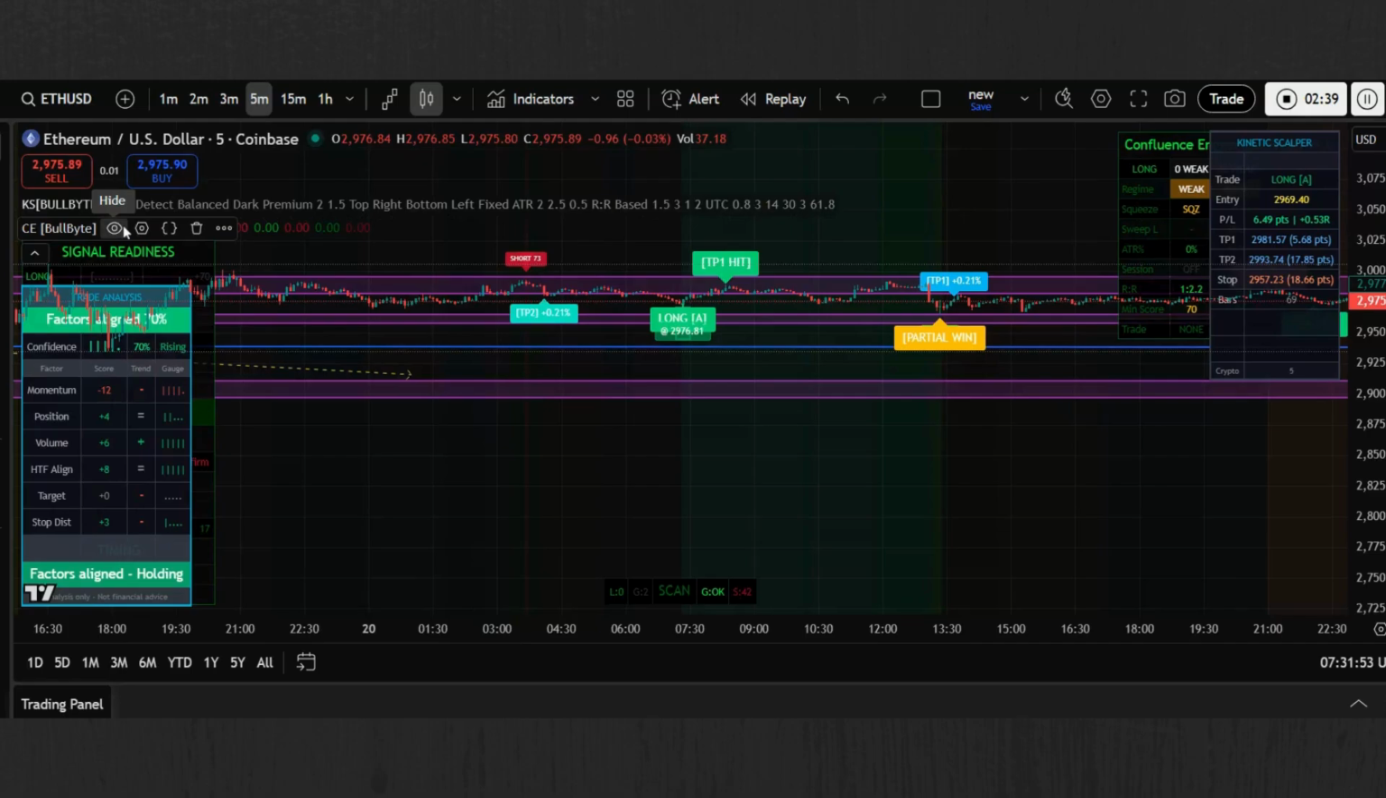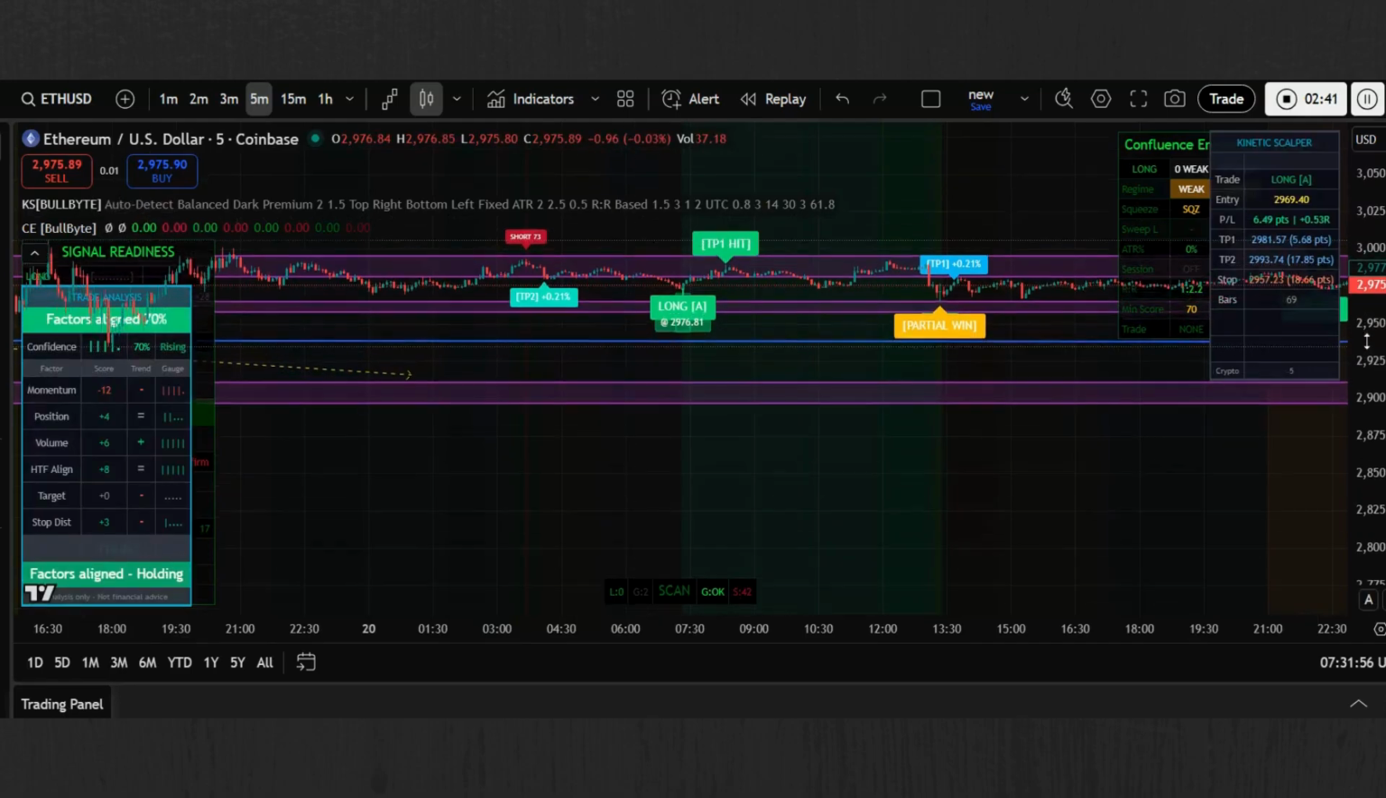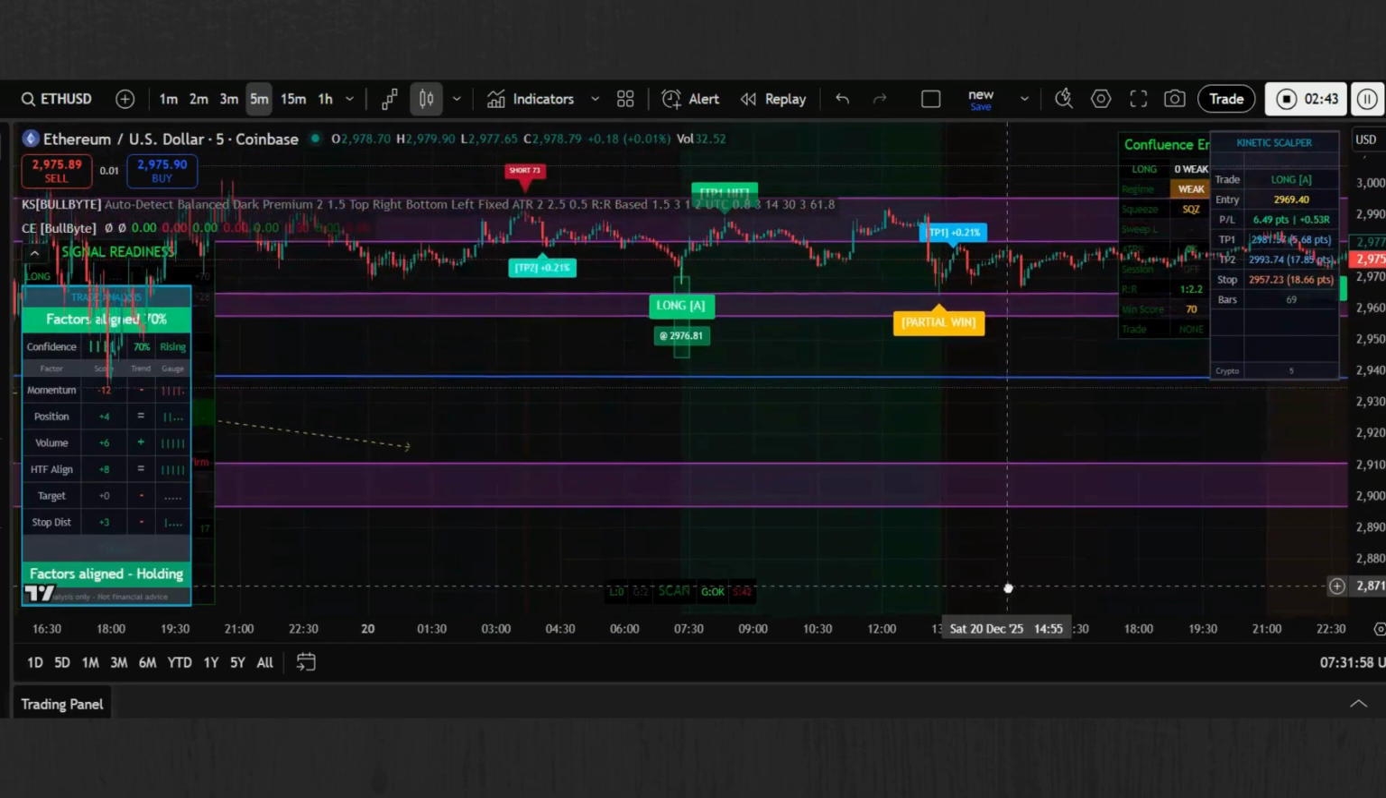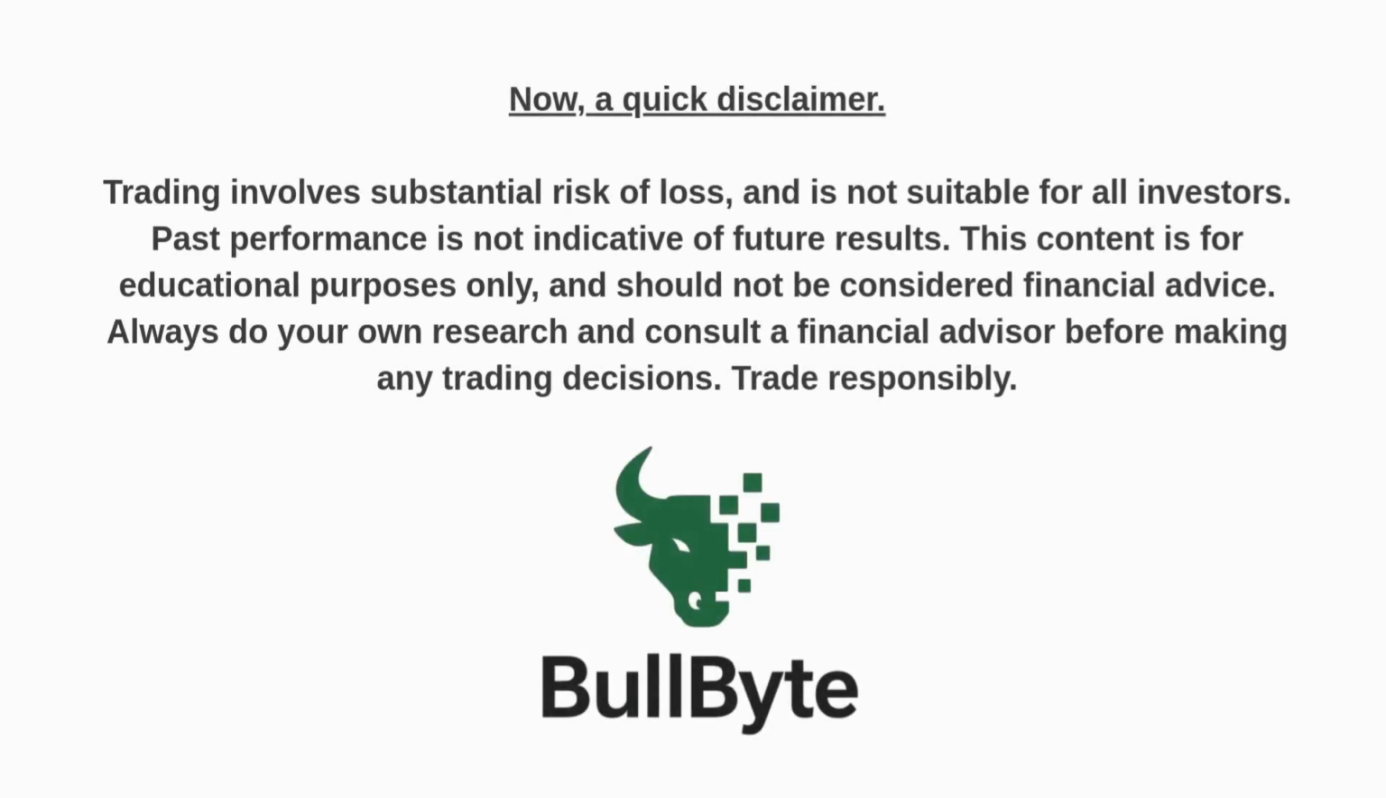It's not about staring at charts all day. It's about being smart. 5 minutes of preparation, context first, indicators second, quality over quantity.